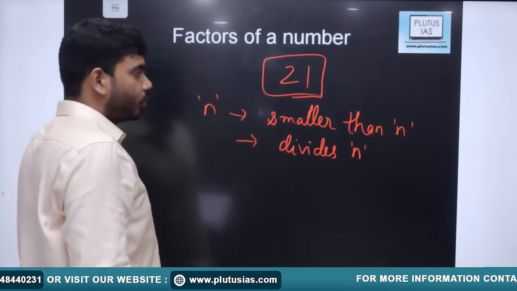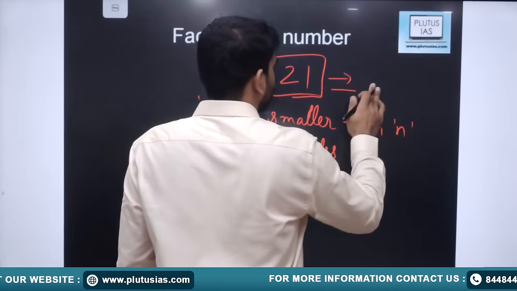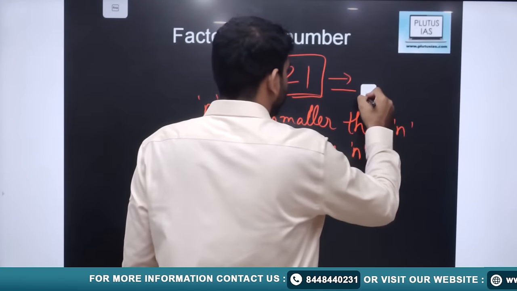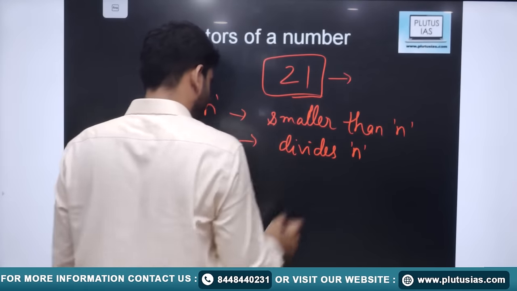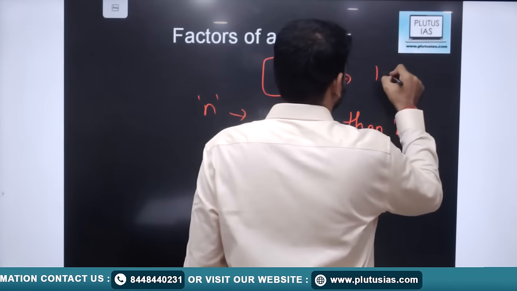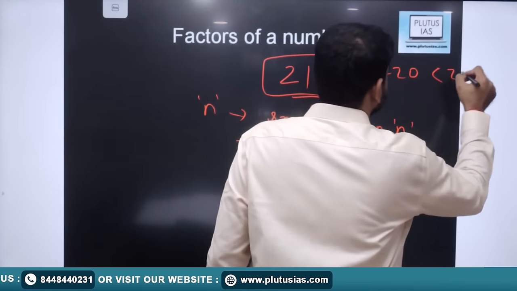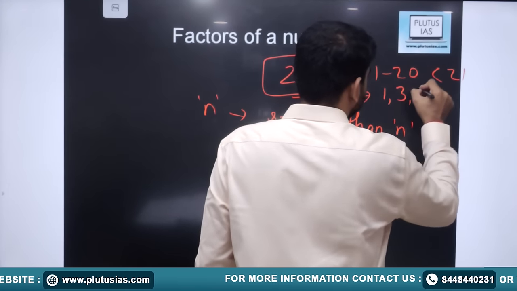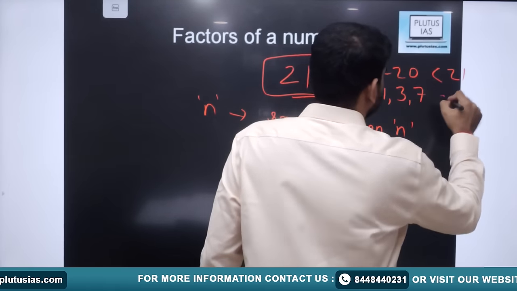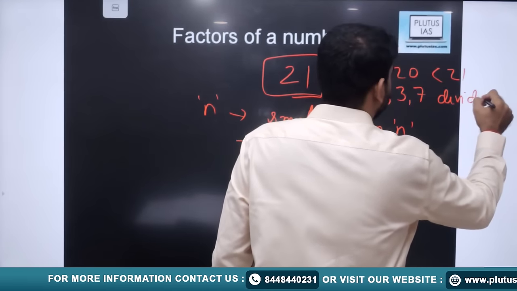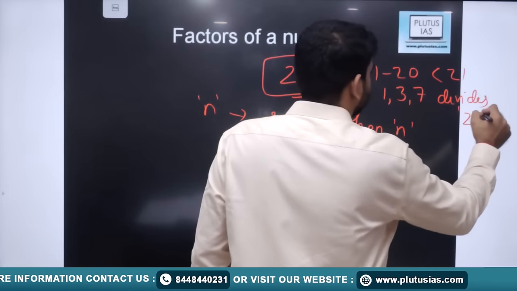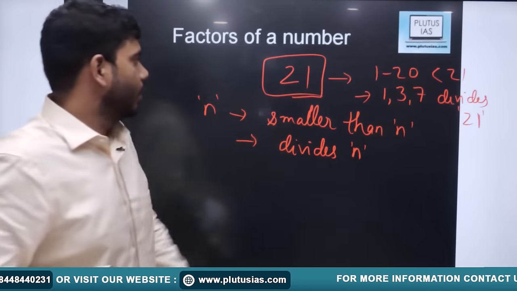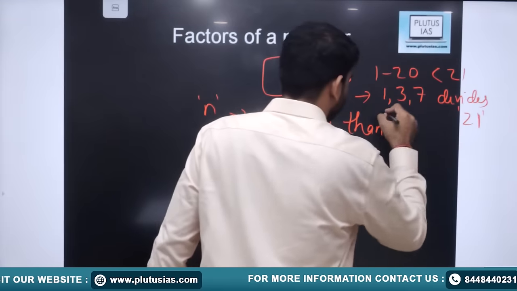So by going through that, we know we have 20 numbers that are smaller than 21, from 1 to 20. We have numbers 1 to 20 which are smaller than 21, and only 1, 3, 7 divide 21. And obviously the number itself also divides itself, so smaller than or equal to n.